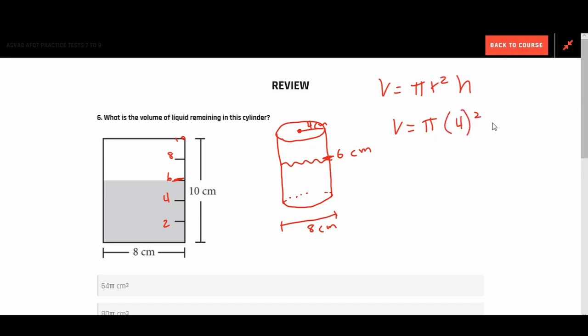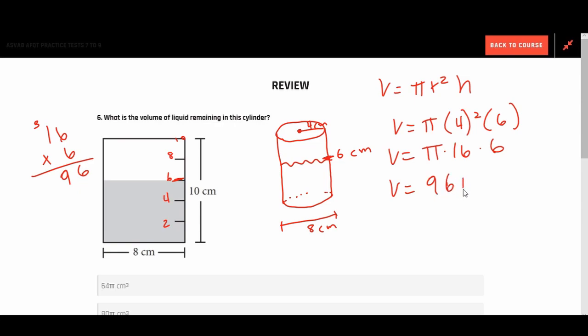4 squared, and the height in this case is just 6. Let's go ahead and keep working this out. 4 squared is 16 times 6. Let me work that off to the side. 16 times 6. 6 times 6 is 36. Carry the 3. 1 times 6 is 6 plus 3 is 9. So this is 96 pi cubed.